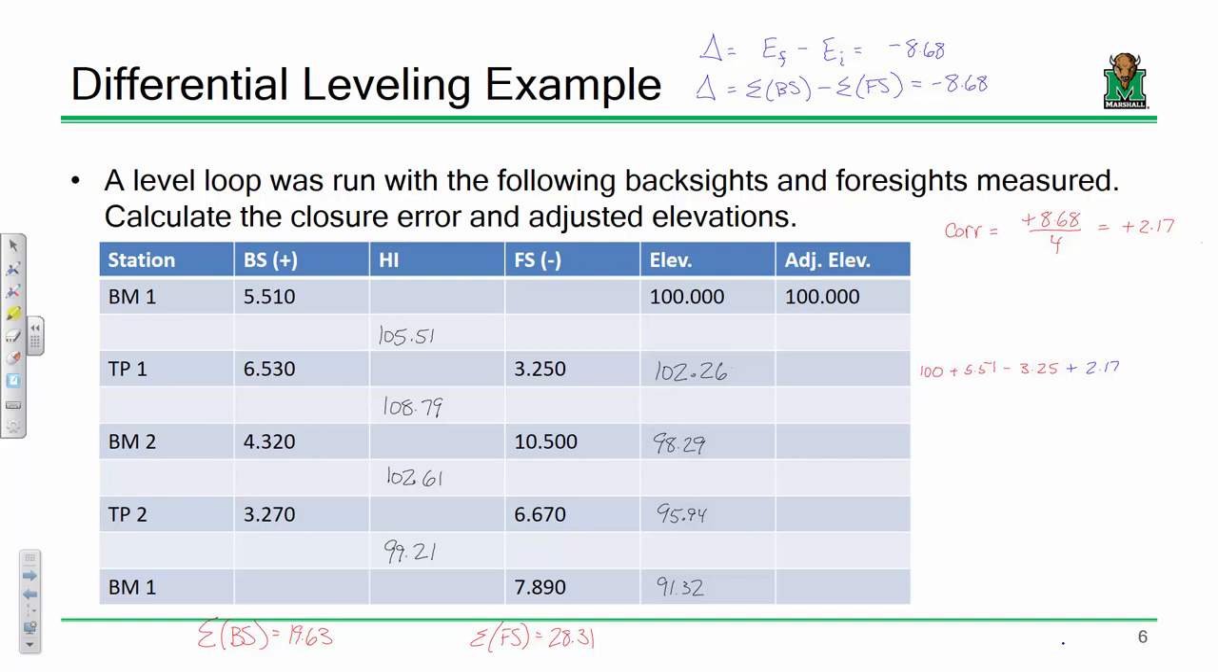So for this first row, if I start at 100, add my back sight, subtract my foresight, and then add my correction, what do I get here? 4.3. All right. Next one. So I then say, okay, 104.43. I add my 6.53, subtract my 10.5, then add my correction. So what do we got here?